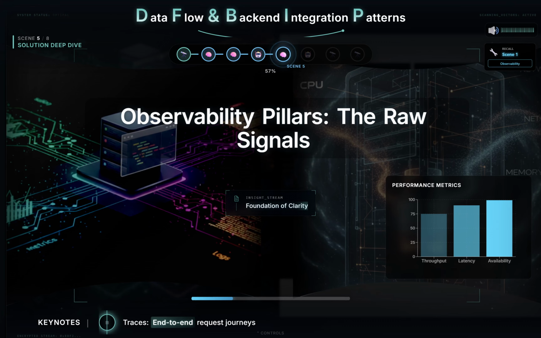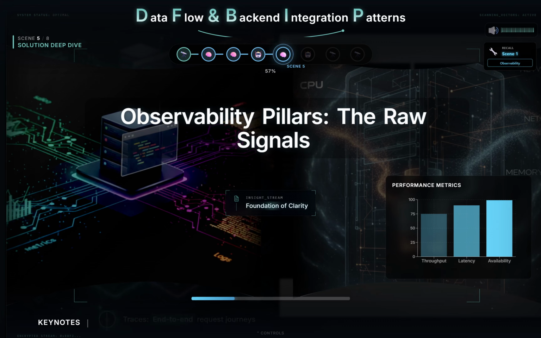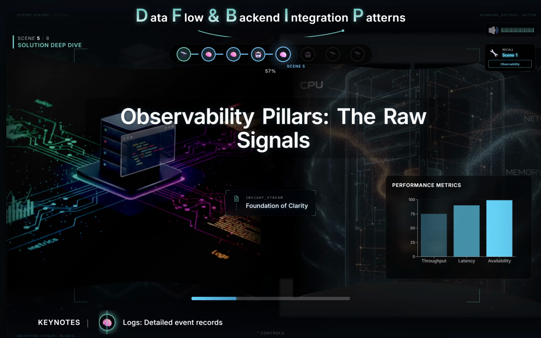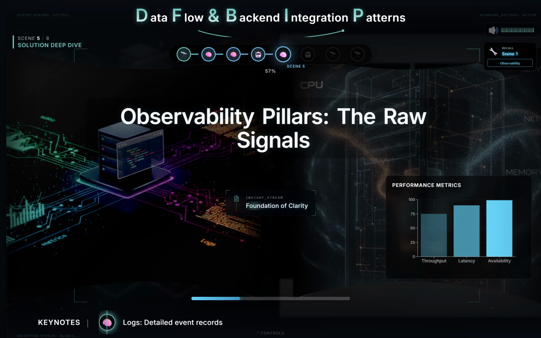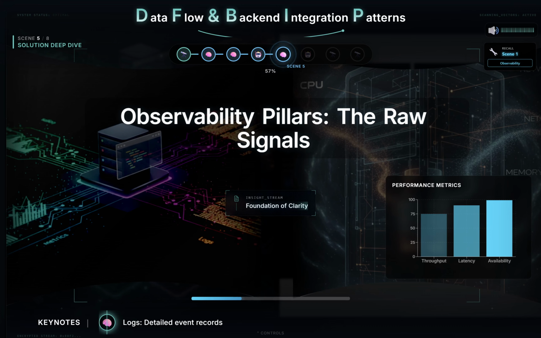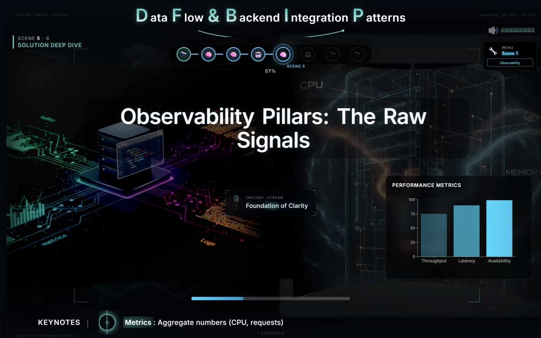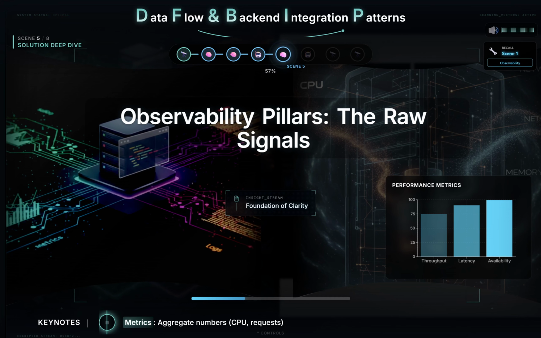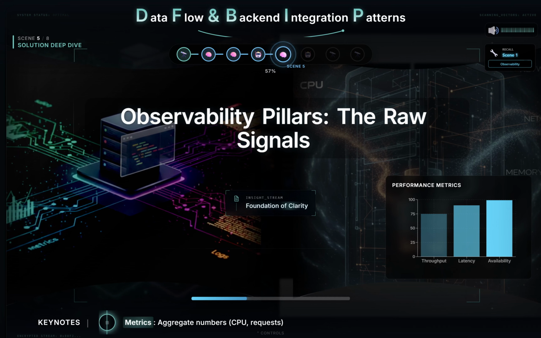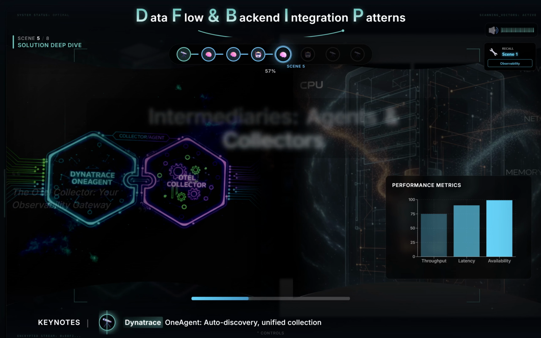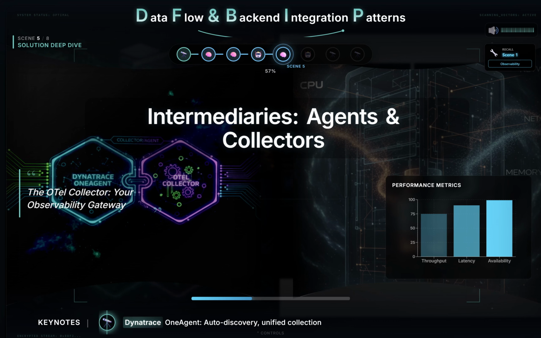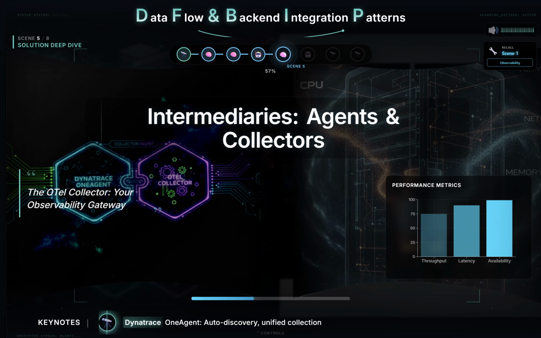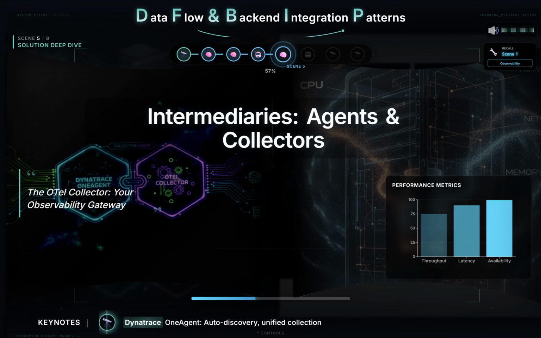Now, this raw data doesn't just magically appear in a dashboard. It needs a way to be collected, processed, and then sent to a backend system for analysis. This is where agents and collectors come into play, acting as the critical intermediaries. For Dynatrace, this is handled largely by its OneAgent, a powerful single agent that automatically discovers your environment, injects instrumentation, and collects all 3 data types, often with minimal configuration. It's like a sophisticated, pre-wired diagnostic port for your car, consolidating all the essential engine data for immediate analysis.